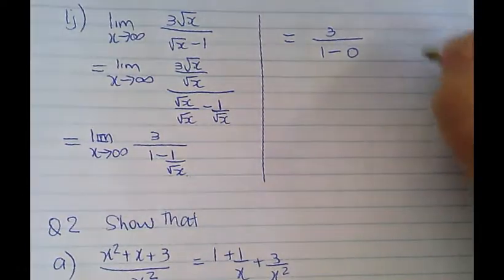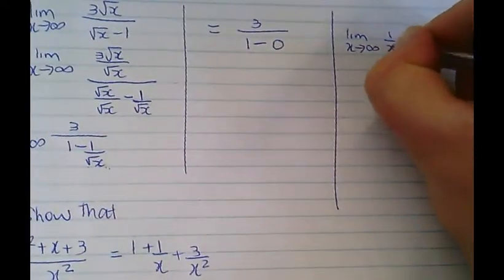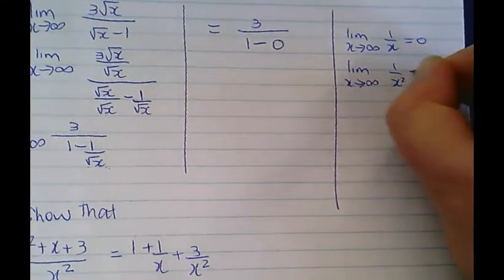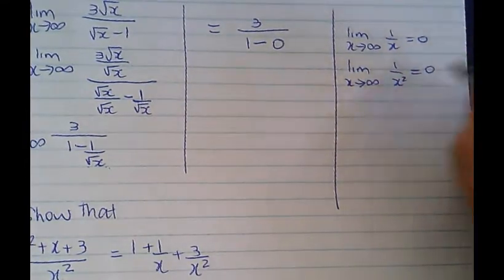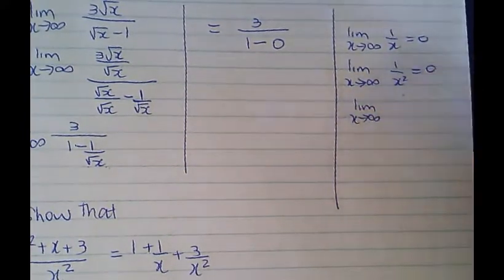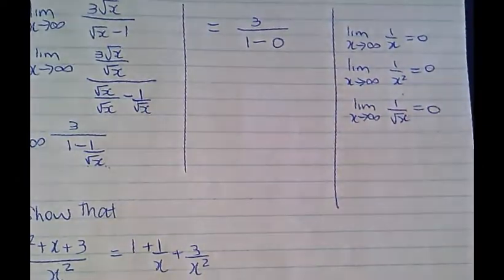Limit, so what have we got? I'm just going to put them all over here. The limit as x approaches infinity of 1 on x is 0. The limit as x approaches infinity of 1 on x squared, etc. is 0. Are we okay with those? Because that's just 1 on x times 1 on x. The limit as x approaches infinity of 1 on x cubed would also be 0. 1 on root x would also be 0.